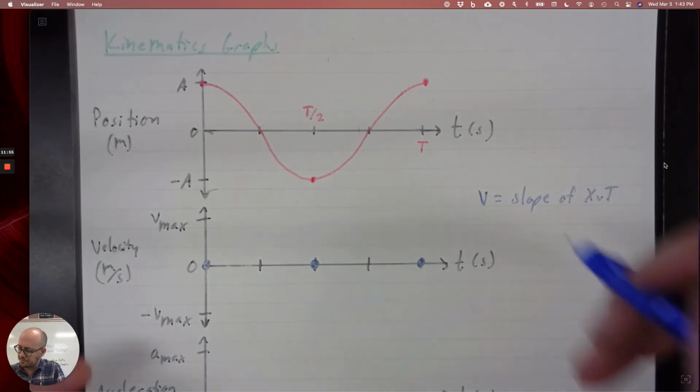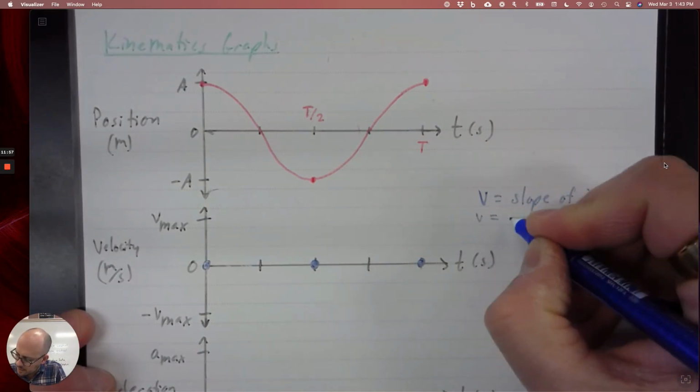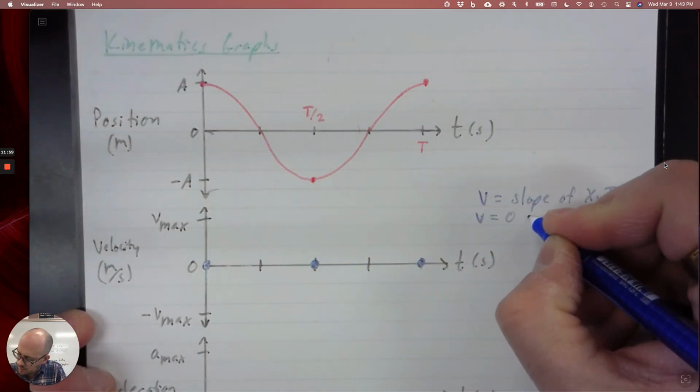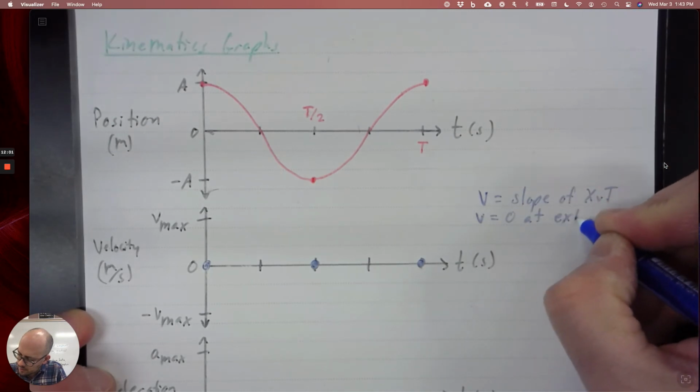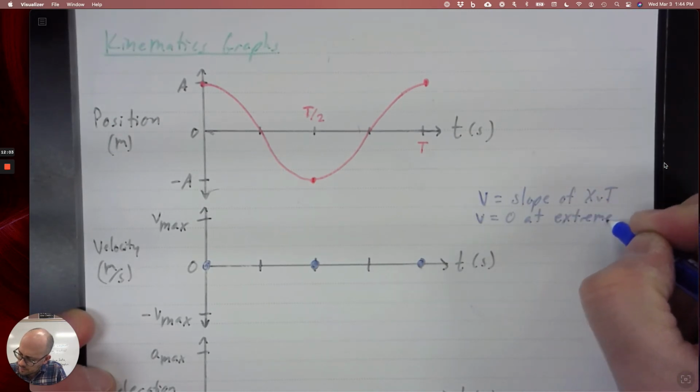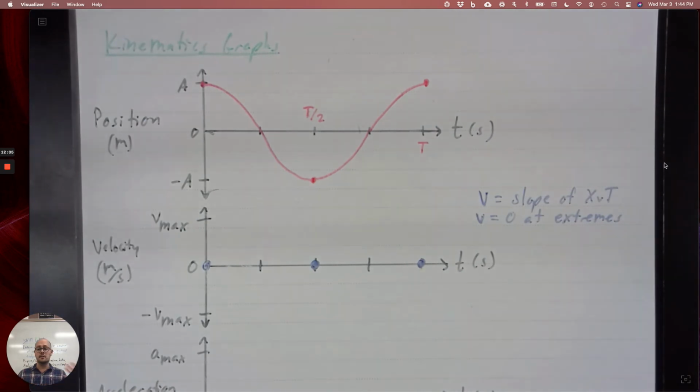So velocity equals zero at the extremes, because it's the end of the oscillation. It's actually slowed to a stop by the restoring force before it comes back. I just have to get the shape of this graph right, and I can do that pretty easily, right?